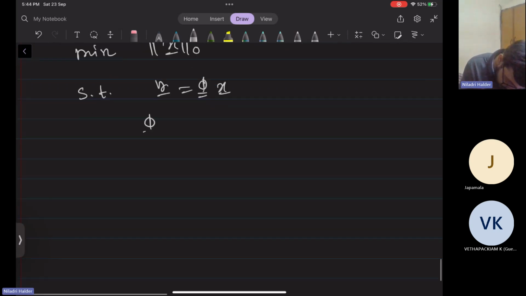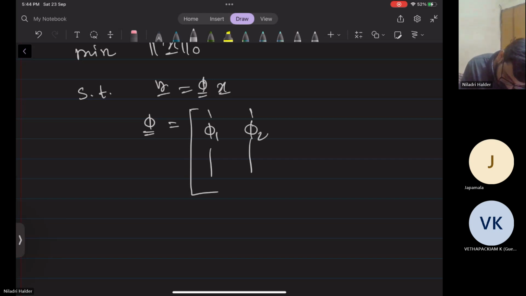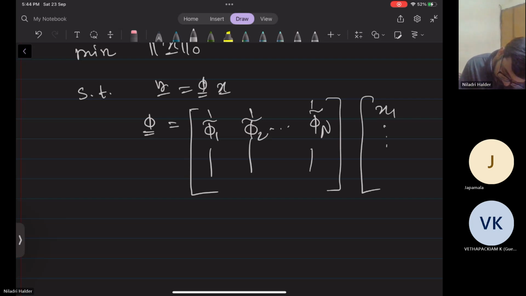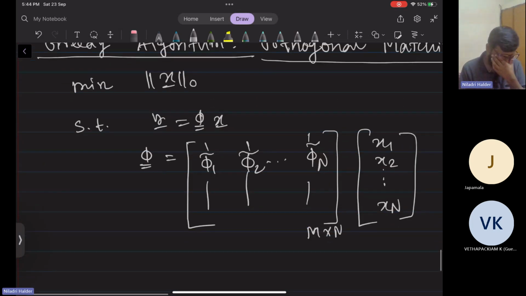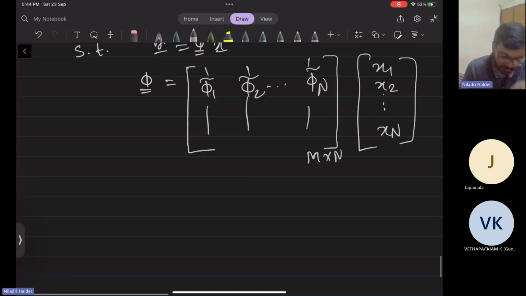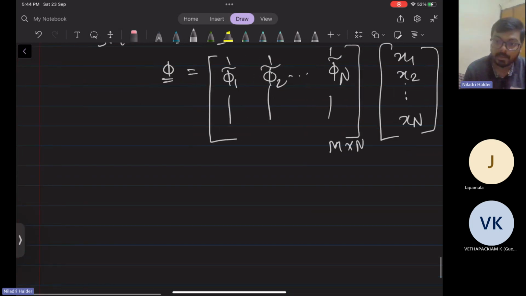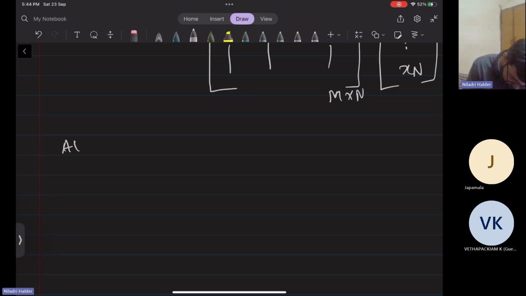Phi has so many columns: phi one, phi two, up to phi n, into x1, x2, and so on. So this is the m cross n matrix. This is the optimization problem, so we will solve this. The algorithm is as follows. I will not go through all the details, as the professor has already taught this. I will just write down the algorithm.